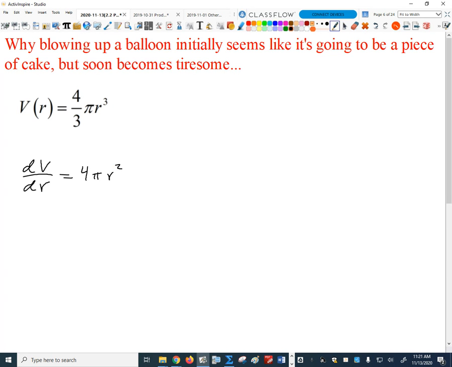Well, what if we flip this around? This is really the reciprocal of the rate we're interested in if we're looking at the situation up here in red. So what we really want is something like this.